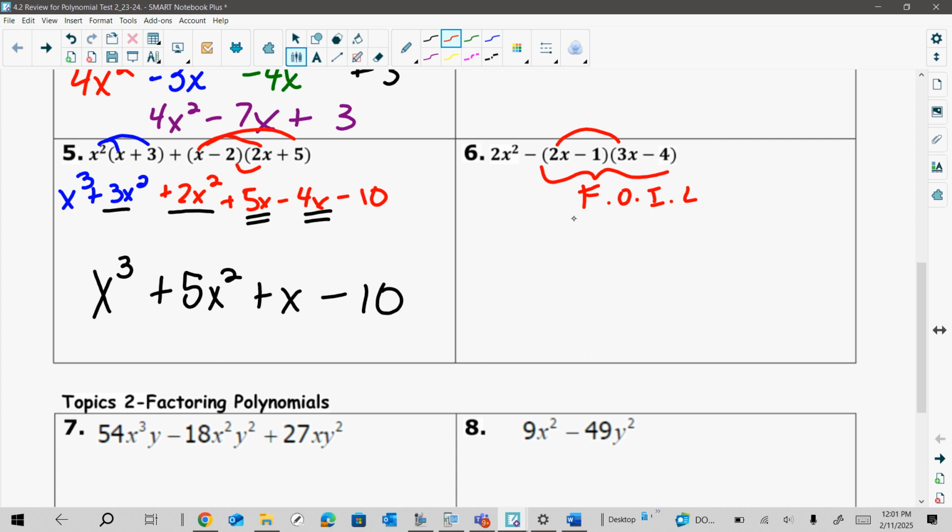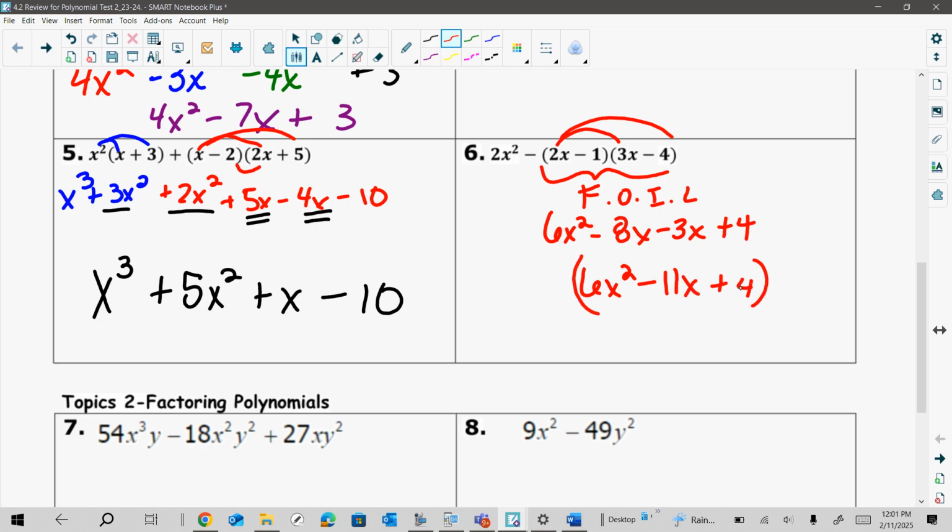So first term, that's going to give me 6x squared. Outer term, that's going to give me a negative 8x. Inner, negative 3x. And last, that's a positive 4. I'm going to combine these. So this is 6x squared minus 11x plus 4.